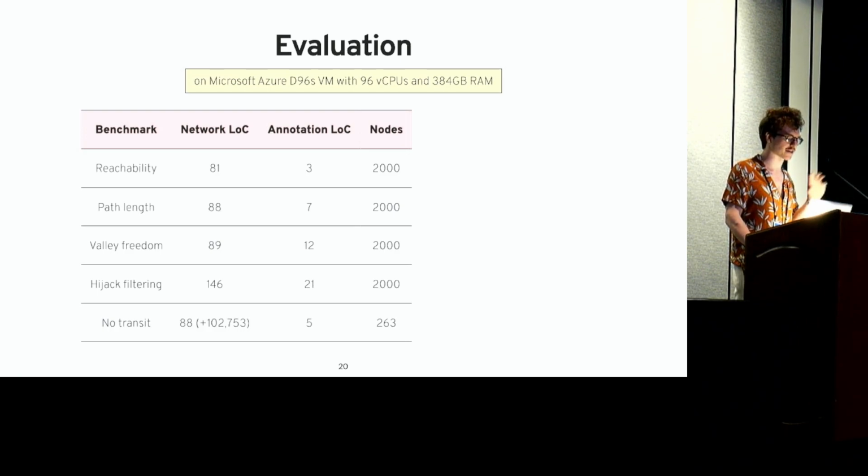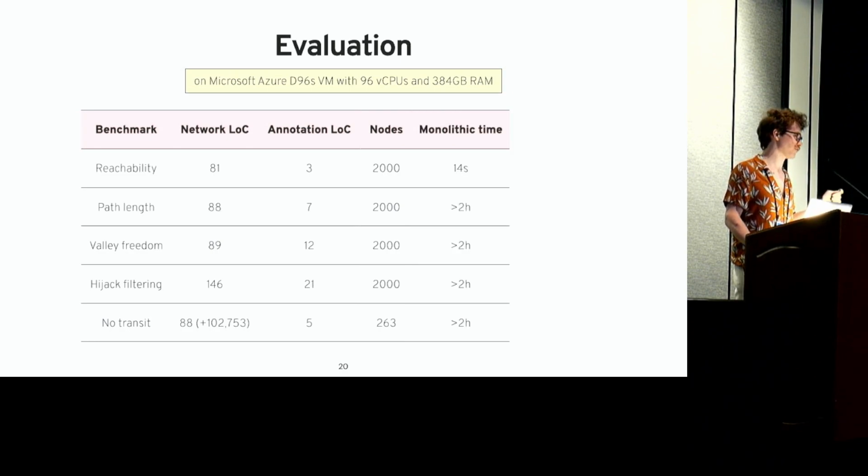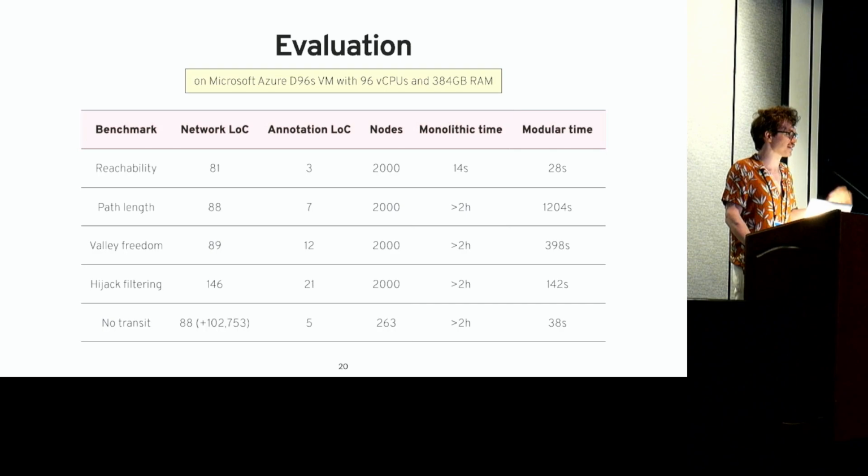And if you look at the actual verification time, monolithic verification, which is just happening on one thread, times out for almost all of our examples after over 2 hours. Only our simplest reachability benchmark is completable, in 14 seconds. And modular verification scales a lot better. For this reachability case, which is so simple, it doesn't improve. But for all the other more complex examples, you can see that modular verification completes in a reasonable amount of time, taking at most 20 minutes for our path length benchmark, which requires more complex solver theories to solve.